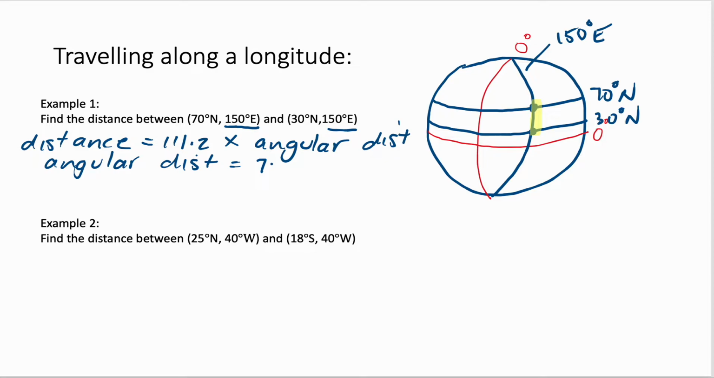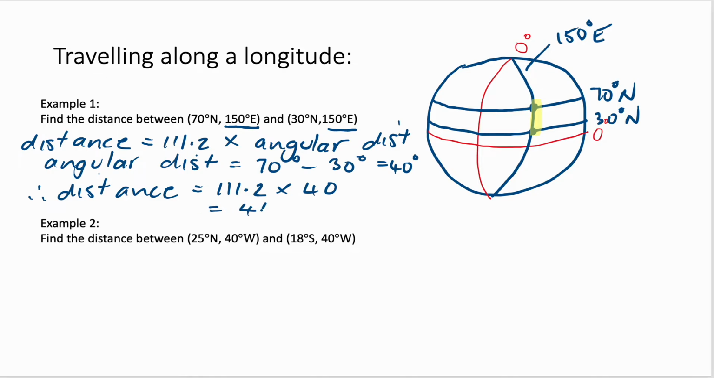So to get the angular distance, it's 70 degrees minus 30 degrees, which is 40 degrees. And that's what is going to go into our formula to calculate the distance. We can say, therefore, distance equals 111.2 times 40. And if you just pop that in the calculator, it'll come out to 4,448 kilometers.